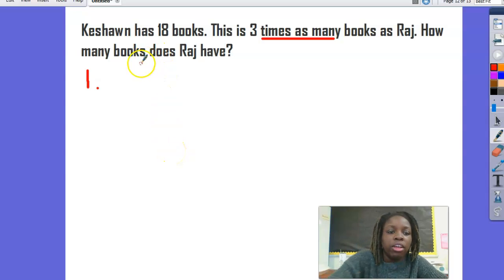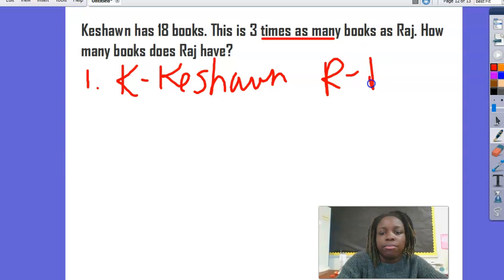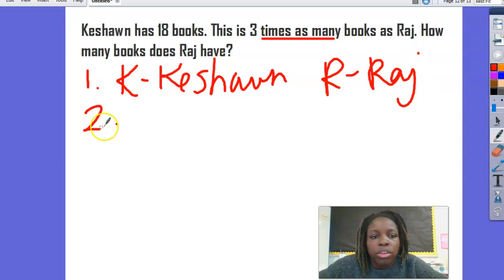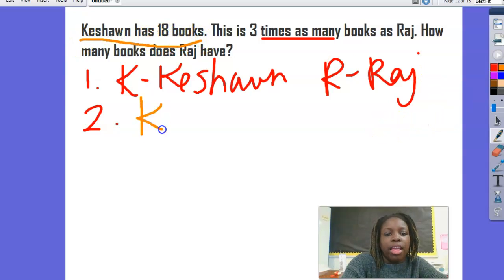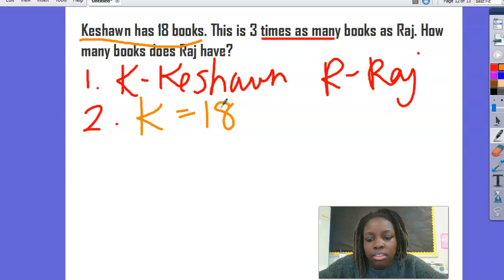Who are the 2 people, or the 2 things, we're comparing? Great, we're comparing Keyshawn and Raj. So I'm going to put K for Keyshawn and R for Raj. All right, number 2, we're going to solve it sentence by sentence. What would my first equation be? Great, my first equation is with this first sentence. Keyshawn has 18 books. So that means I have to put K equals 18. That is my first sentence.